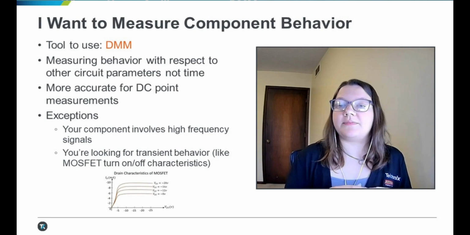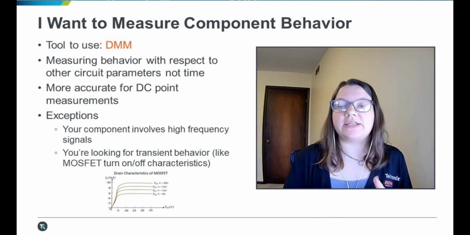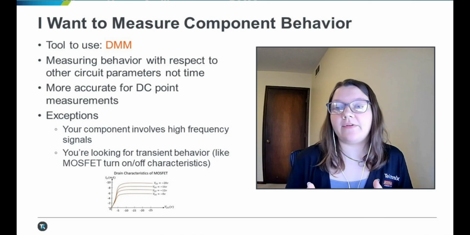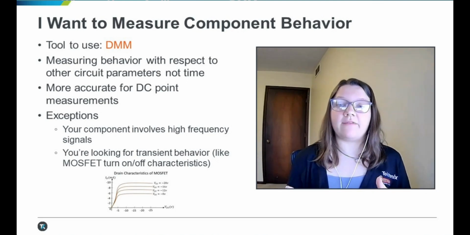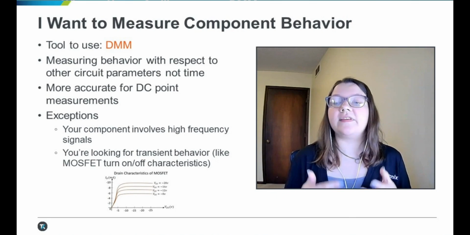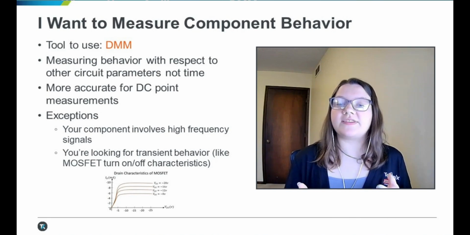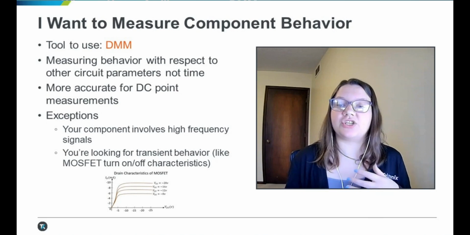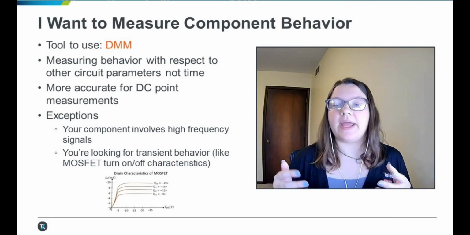Going back for a second, there are some exceptions to this rule. If what you're looking to characterize is high frequency behavior, like you might want to do with a capacitive or inductive load if you're looking at filtering behavior, or if you're looking to characterize a transient behavior in a device. We see this a lot with wide bandgap MOSFETs that are used in switching applications. It's important for us to know how quickly the MOSFET can turn on and off. And the scope is a better tool for this, again, because of the high sampling rate and it's visualizing behavior over time.